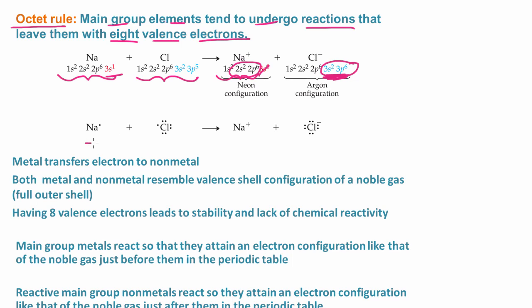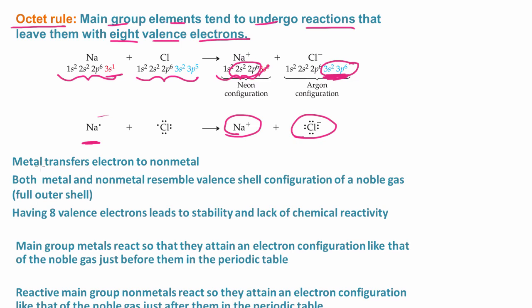So we can also represent that like this. Sodium has 1 valence electron. Chlorine has 7 valence electrons. And when that electron is transferred from the sodium to the chlorine, we end up with sodium ion and chloride ion.